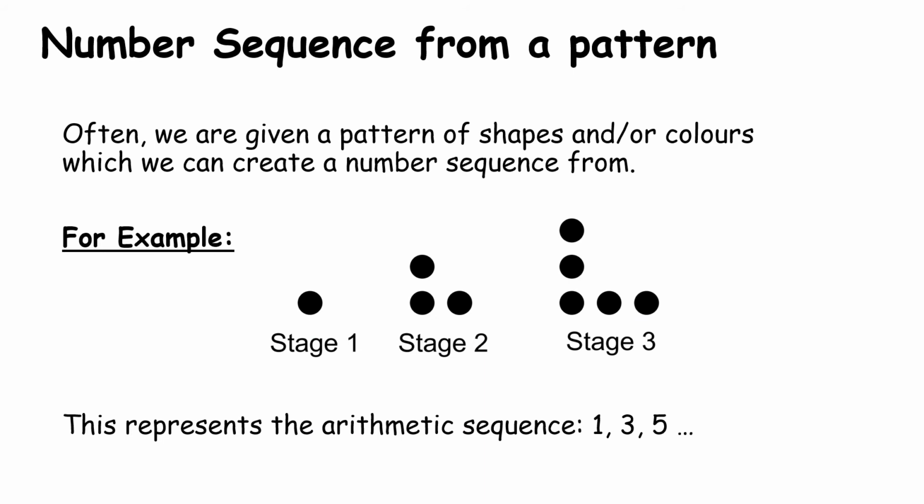So now let's look at a number sequence which we take from a pattern. Often we are given a pattern of shapes and/or colours from which we can create a number sequence. So look at this example. We've got a series of dots. Stage 1 is a single dot, stage 2 is 3 dots, and stage 3 is 5 dots. So this represents the arithmetic sequence 1, 3, 5. And if you wanted to go a step further, you could say that you're adding 2, you're adding 2, and we can work with that.